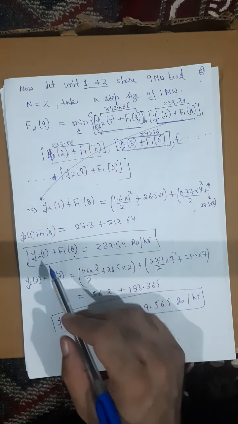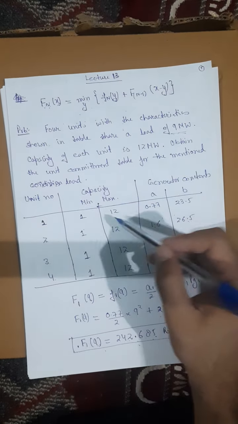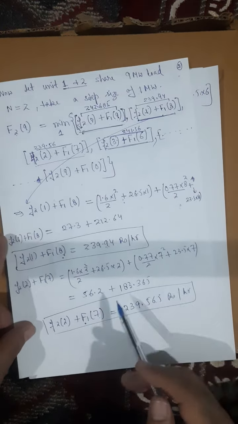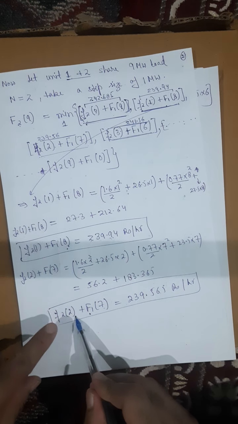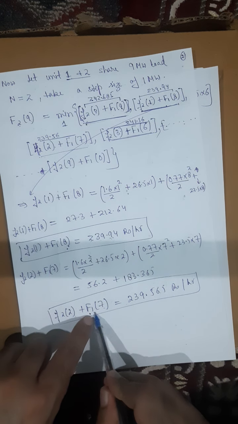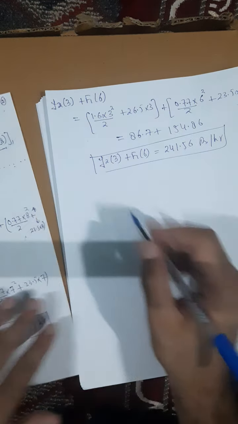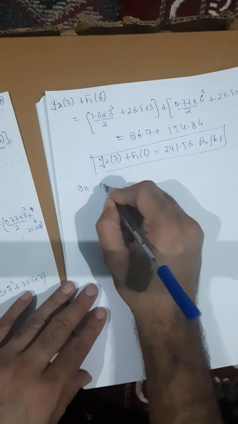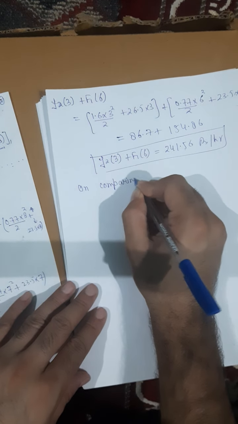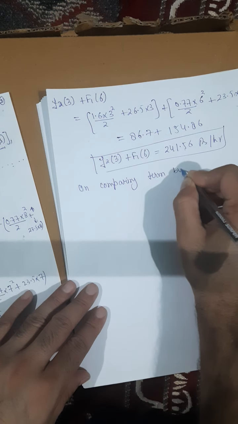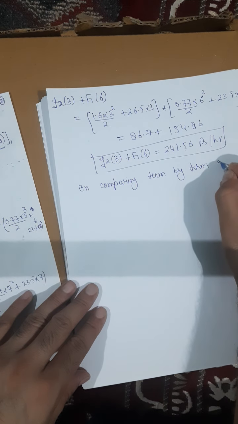So for this case, if I am distributing 9 megawatt of load between the two units, which is the best feasible combination? The best combination is that unit 2 is supplying 2 units and unit 1 is supplying 7 units. On comparing term by term, I am comparing all these terms.